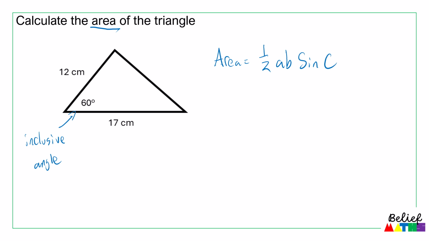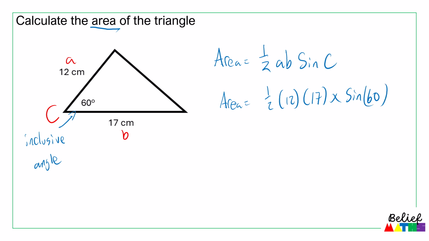C being the angle that we had, and A and B being the two sides. So this is capital C, this is A, this is B. If we substitute that in, our area is equal to a half times 12 times 17 times the sine of 60. Now we could do this without a calculator, because sine of 60 is a value we're supposed to know, but we'll just take it a little bit easier and use our calculator.